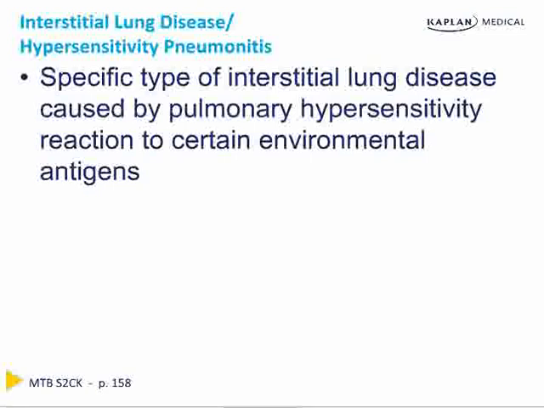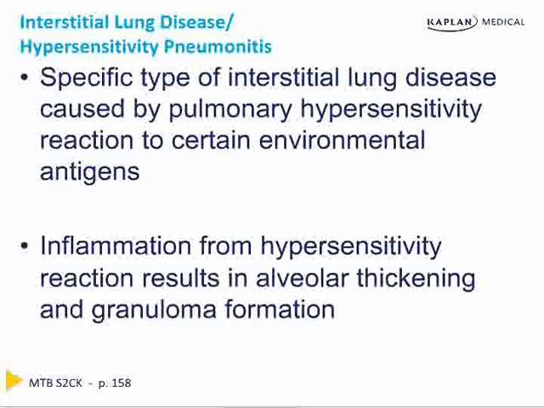Another commonly tested type of interstitial lung disease is hypersensitivity pneumonitis. This is a specific type of interstitial lung disease caused by pulmonary hypersensitivity reaction to certain environmental antigens. It's basically an allergic reaction that's taking place within the lung parenchyma. Inflammation from hypersensitivity reactions eventually results in alveolar thickening and granuloma formation.